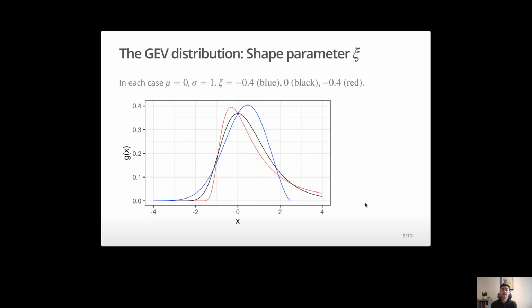And finally, the shape parameter being positive tells us that as we look at larger and larger values, this distribution has a heavy tail. The distribution decays more slowly than an exponential distribution. That's what you can see by looking at this red curve. The decay will eventually be sub-exponential.